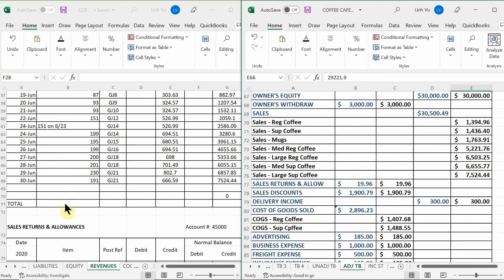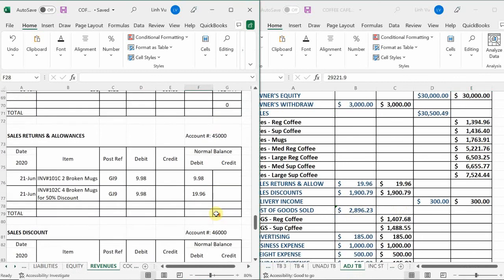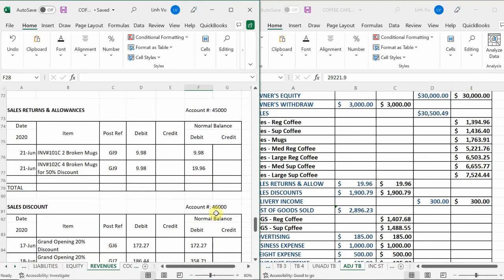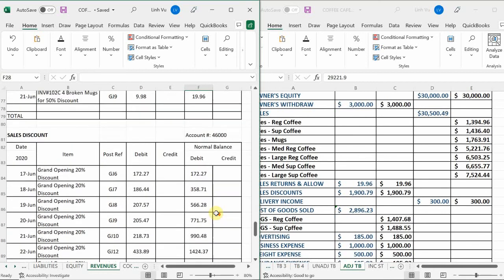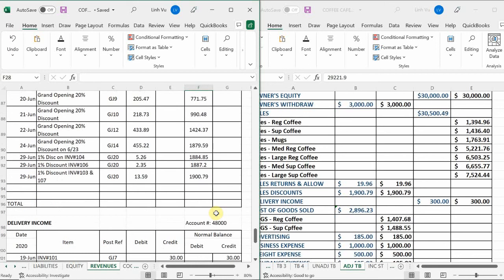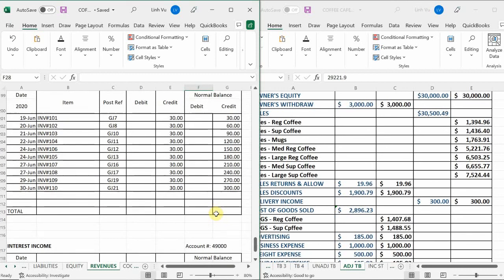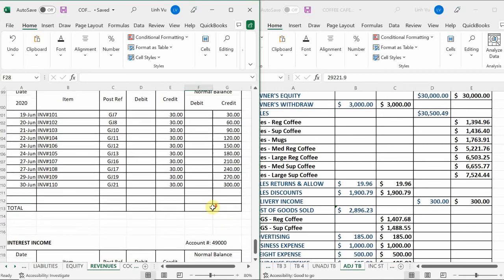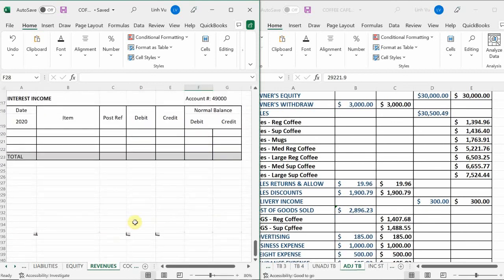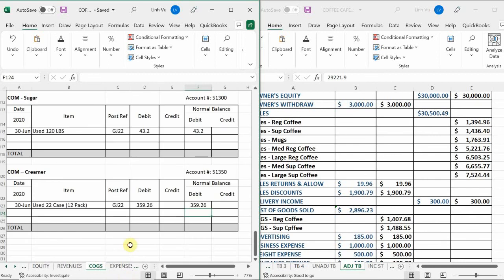No changes there. Okay. My sales returns and allowances is still 19.96. My sales discount is still 1,979 cents. My delivery income is still at 300. Okay, so my revenues are good. I don't have any changes there. And I don't have any interest income. So next one is cost of goods sold.